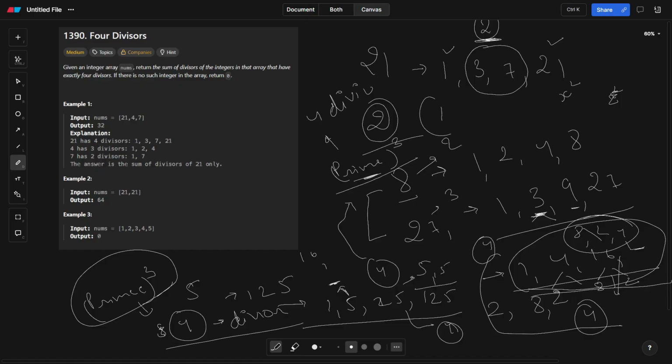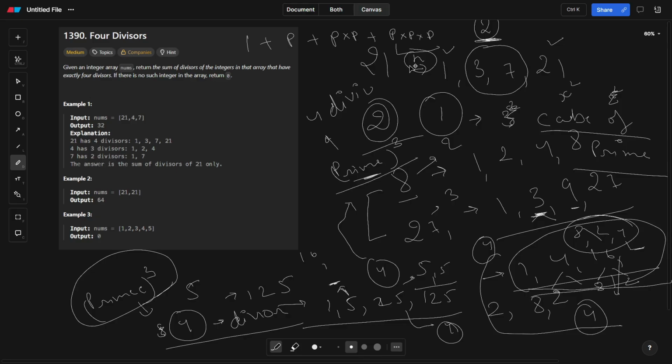The first check I can do is whether my number is the cube of a prime number. If it is a cube of a prime number, then it will be my answer. How will I do the sum? 1 plus p plus p square plus p cube, where p is the cube root of n. So this is my first condition.